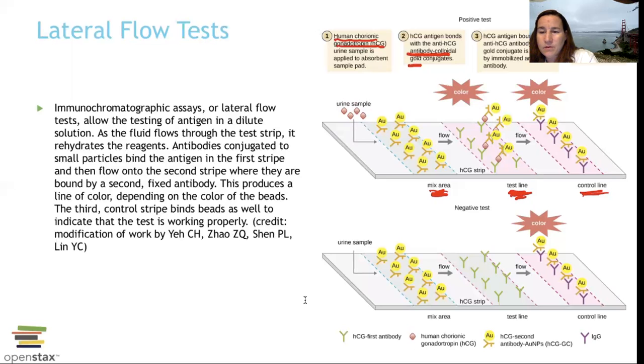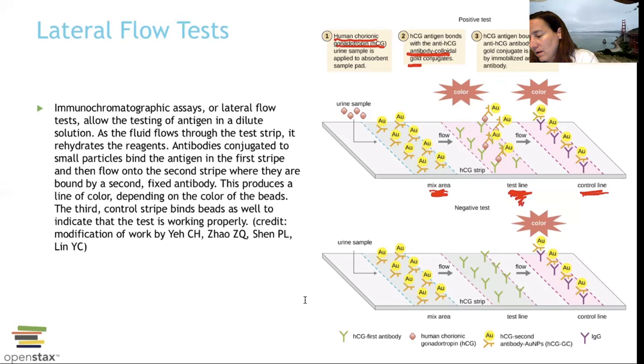We are going to have gold conjugates, and it's going to change the color. Gold is going to give you red. Latex beads are going to give you blue color. So we're going to have this line. This person does have HCG in their urine. So we have the test positive line that's going to color.